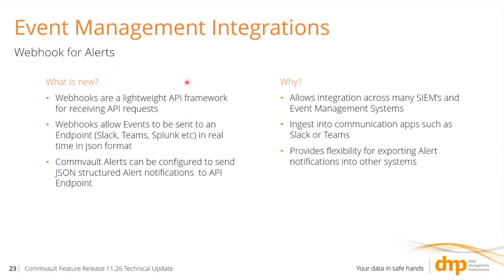Webhook for alerts. So webhooks are now available. Webhooks are a lightweight API framework, and they can actually receive API requests. Now Commvault has the integration to send it to an endpoint, and that can be, for example, Slack or Teams or Splunk, etc. I have an example in one of the next slides. And that is then in real-time JSON format. So you can actually do anything with JSON. You can use filtering, or you can kick off new automation jobs when certain events appear, etc. So that's really flexible.